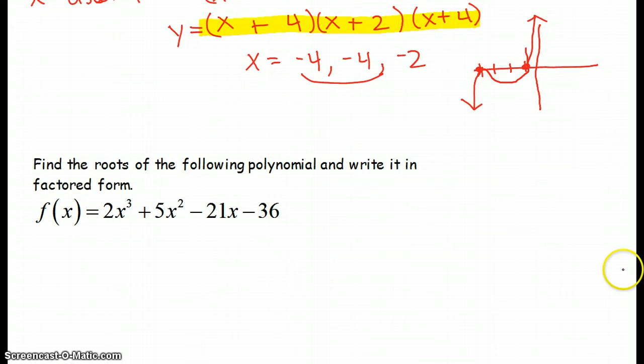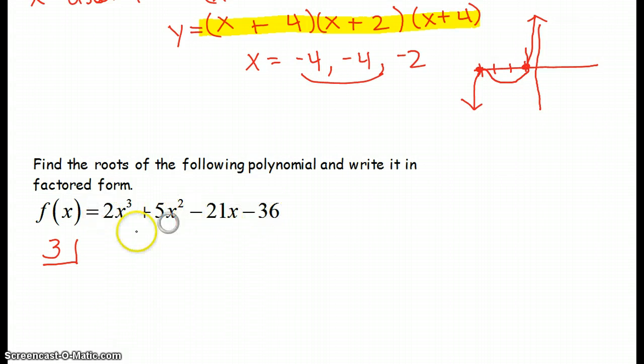Now, a lot of the questions are going to be written this way. It'll say find the roots of the following polynomial and write it in factored form. So the first thing you're going to do is put this into your y equals, and then go to the table, press second graph, and see what you find to be your 0. And when you do this one, you actually come up with 2 possible answers that you could use. I'm going to choose to use the 3.